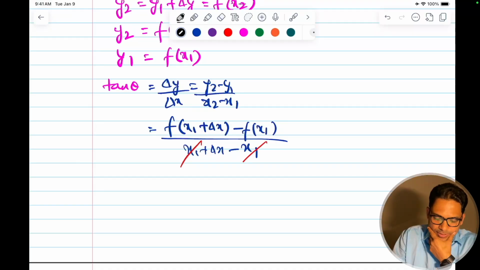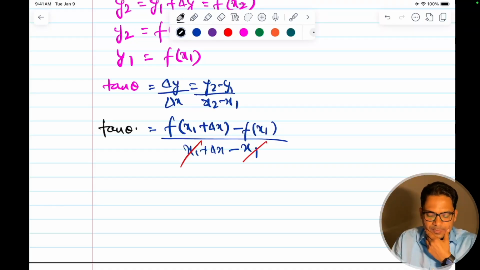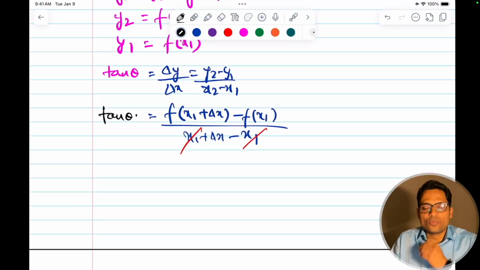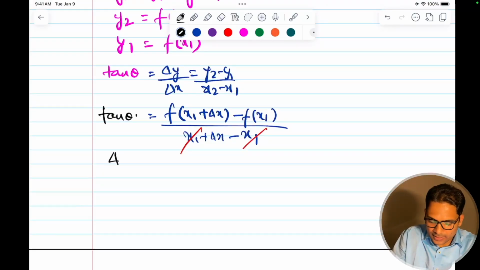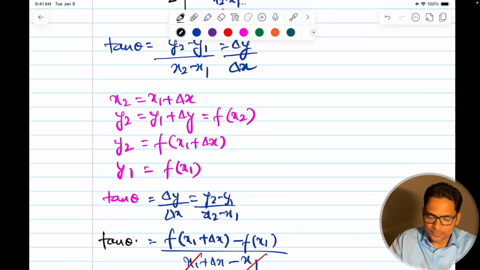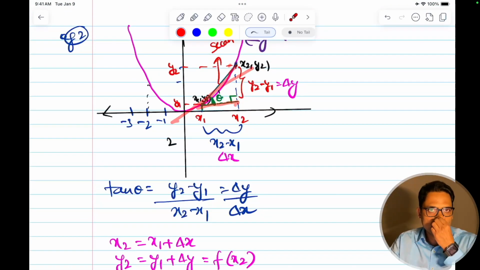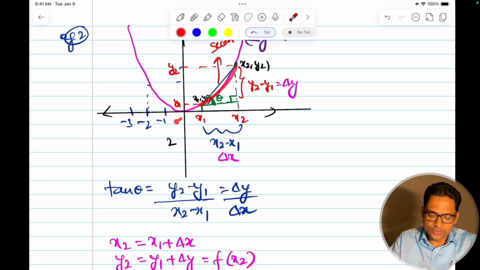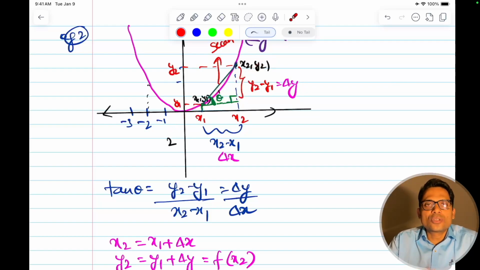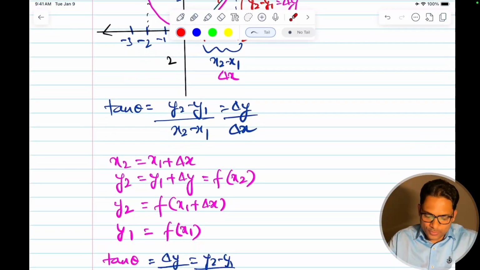And what did we say? This is your tan theta, right? What if delta x tends to 0? That's what I was talking about. These 2 points will come very, very close, and this secant will become a tangent because these 2 points will merge. So this slope, whatever tan theta I have got, will be the slope at this given point, and that's how we calculate it. So I'll just write the formula here.